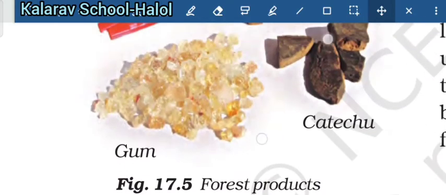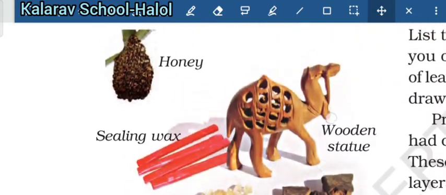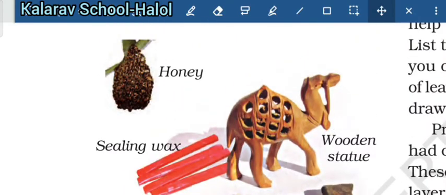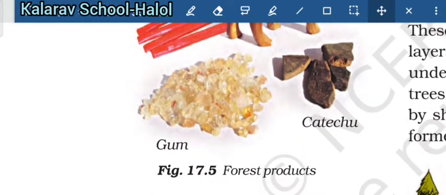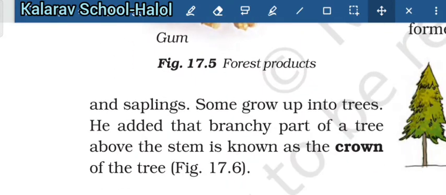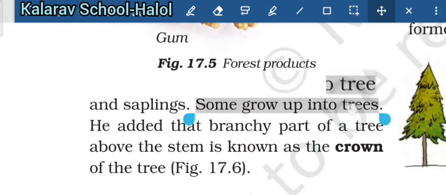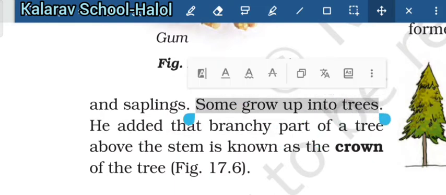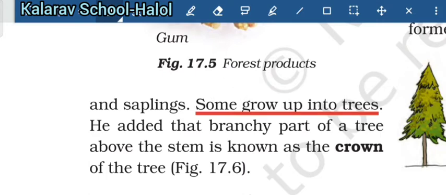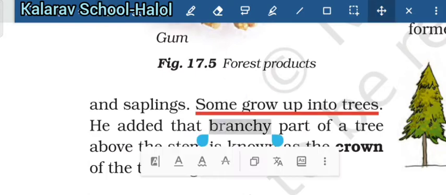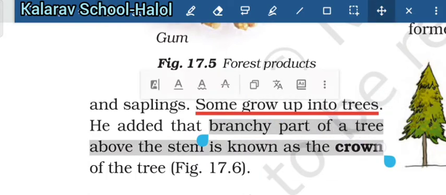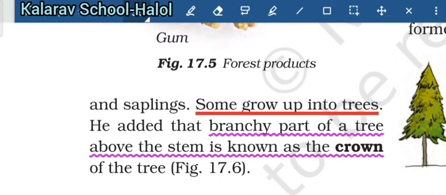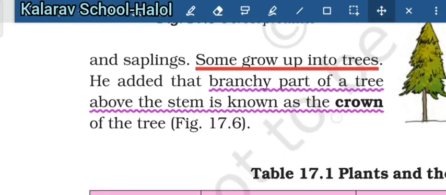So here you can see the forest products: wood, sealing wax, honey, gum or catechu. Some grow up into trees and some have branchy parts. The branchy part of the tree above the stem is known as crown. So what is crown? The branchy part of a tree above the stem.